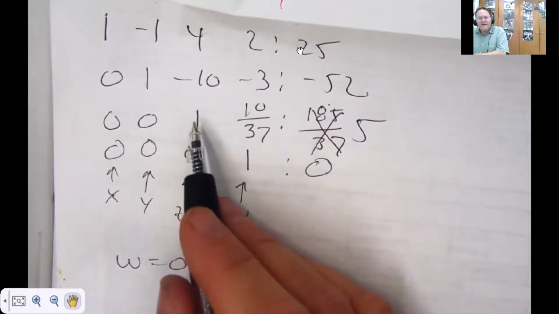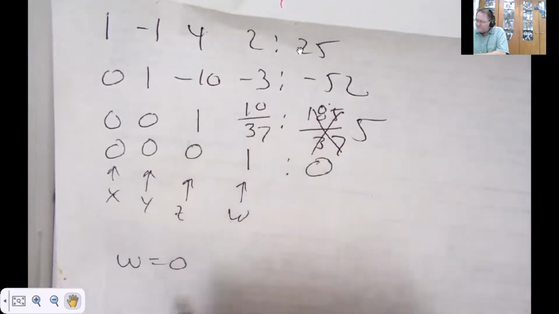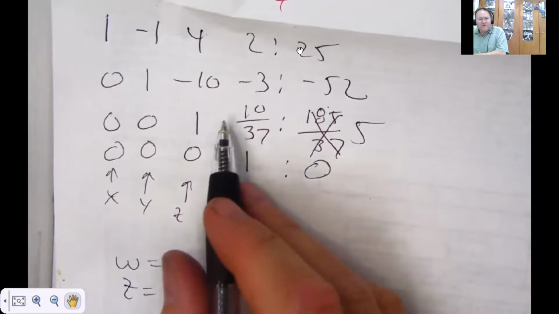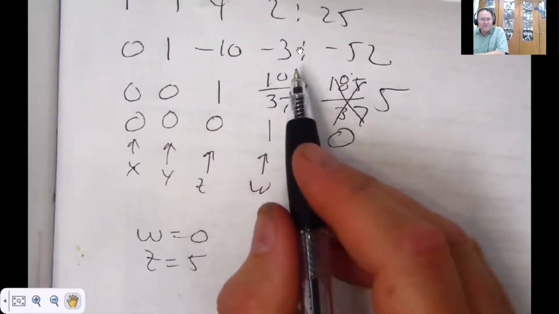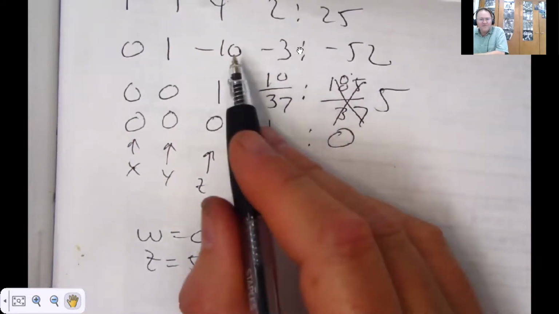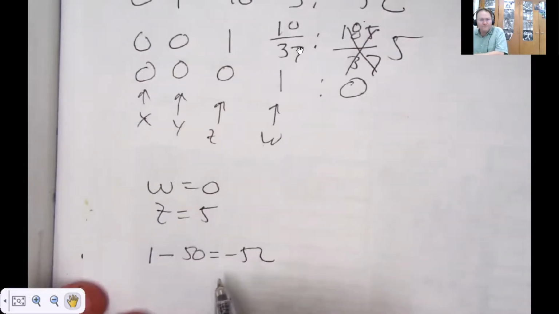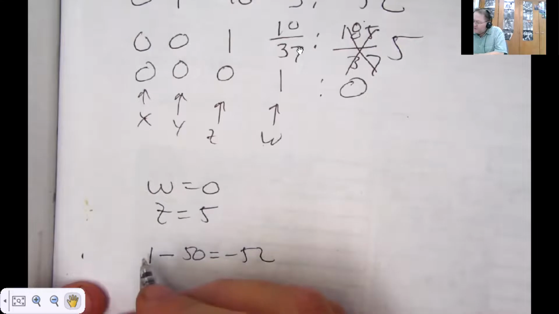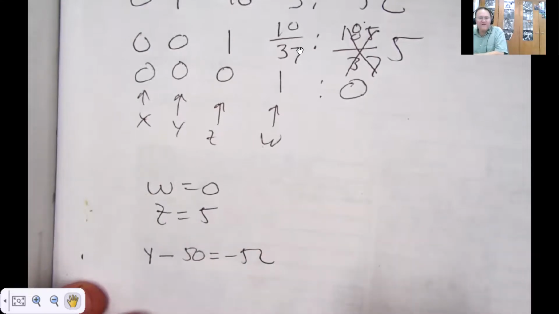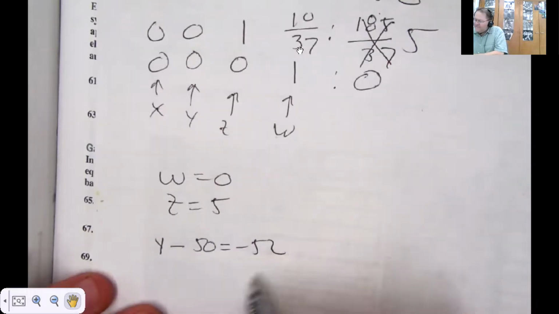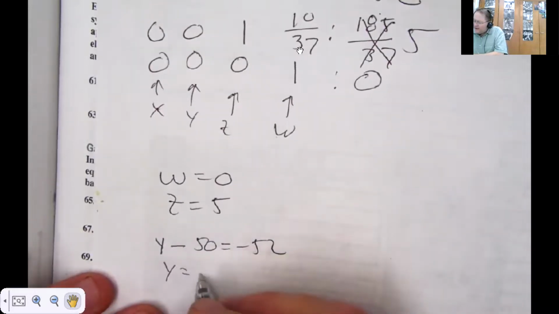0 times 10/37 is 0. That means that Z is 5. And now let's go ahead and substitute back in. So the W value is 0. Z is 5. So I get y minus 50 is equal to negative 52, right? It's 1y. Add 50 to both sides and you get y equals negative 2.